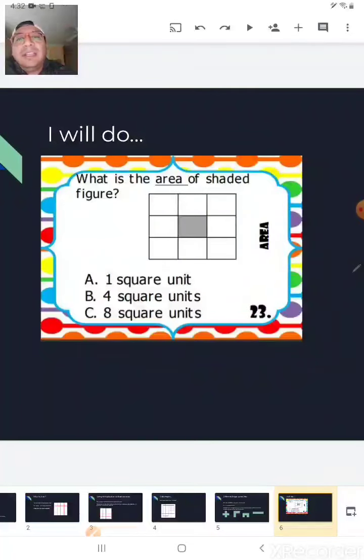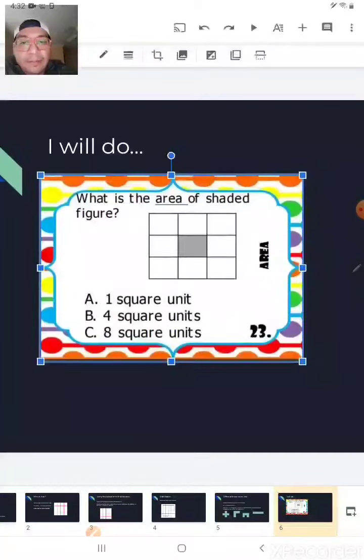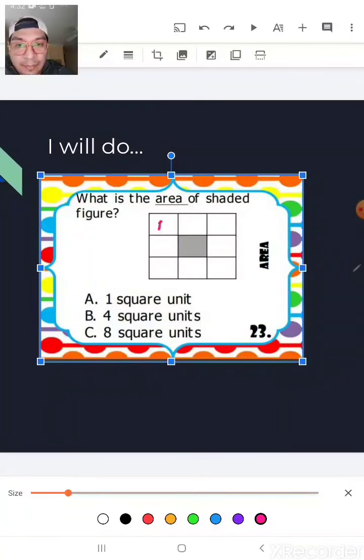Area of shaded figure. We're looking for the shaded area. This is where the questions become tricky. We don't want to know the area of the whole thing, right? The area of the whole thing would be 1, 2, 3, 4, 5, 6, 7, 8, 9. That's the area of the entire shape.